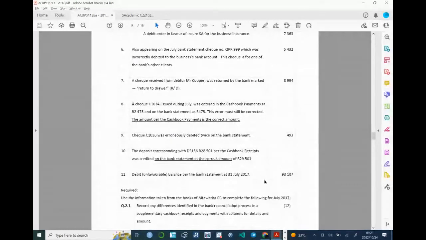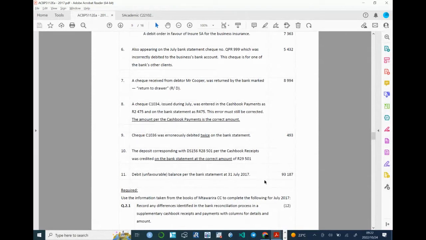Also appearing on the July bank statement, check number QPR999, which was incorrectly debited to the business's bank account. So it was not supposed to go out. So this needs to be rectified in the bank record. The check is for one of the bank's other clients. Okay, that's just more additional information. So that's going to the bank record. That's money we should receive.